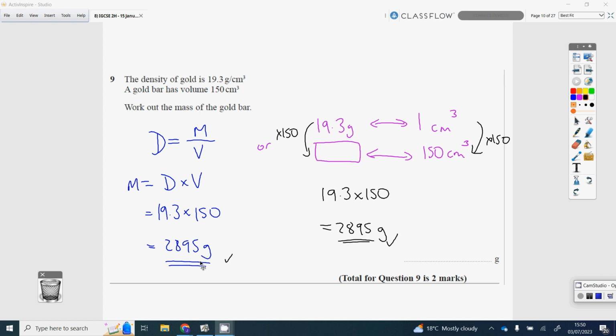Alternatively, just to go back to first principles about what density means, it's the actual mass per centimetre cubed. So it's 19.3 grams for every centimetre cubed. But we've got 150 centimetres cubed, so by proportion, we have to times by 150. 19.3 times 150 is still 2895 grams. So either method, whichever one you prefer.